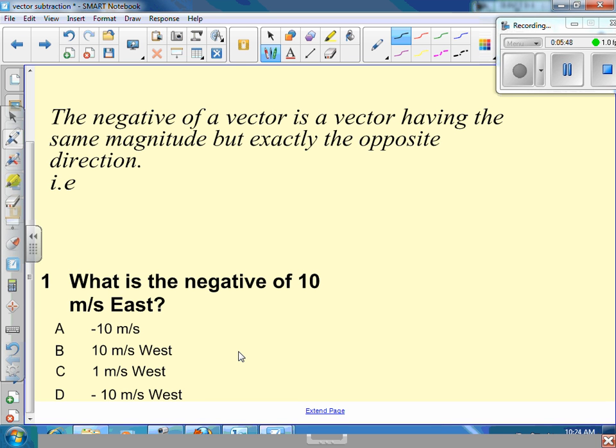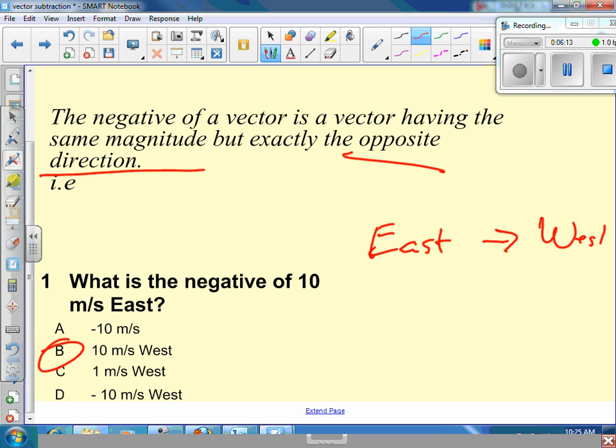What is the negative of 10 meters per second east? 10 meters per second west. Now, would it be minus 10 west, or would it be 10 west east? 10 west, right. B is the correct answer. Okay, so it's not hard. It's simply exactly the opposite direction. East becomes west, north becomes south, and so on.